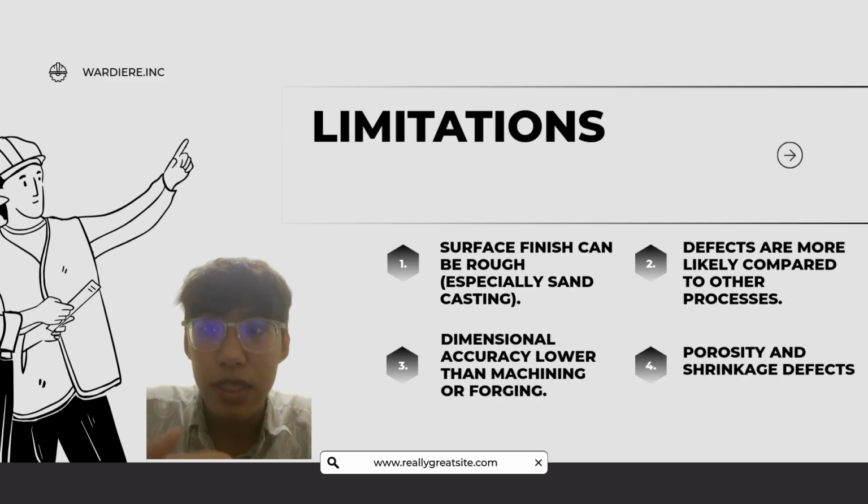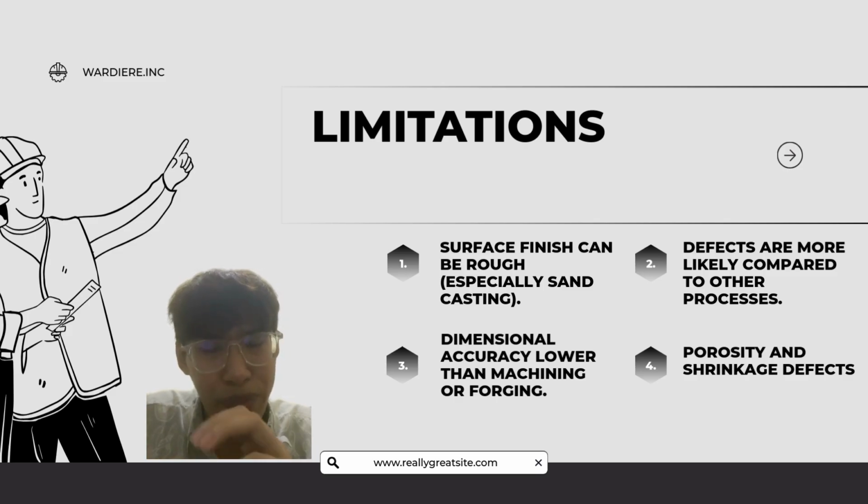Okay, next for limitations. Surface finish can be rough, especially for sand casting. Dimensional accuracy might be lower than machining or forging. Defects are also more likely compared to other processes. An example of a defect is porosity.